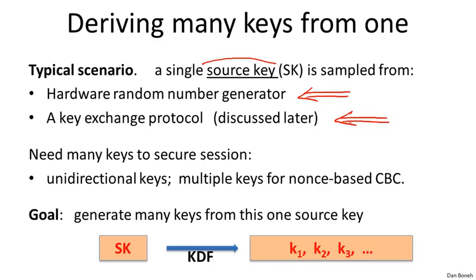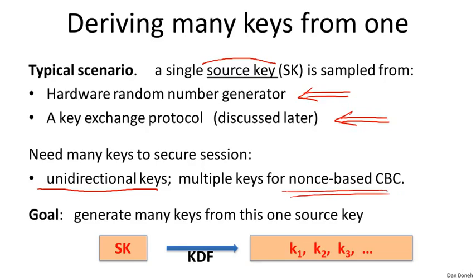But now, as we said, in many cases we actually need many keys to secure a session, not just one single source key. For example, if you remember in TLS, there were unidirectional keys. We needed keys in each direction. And in fact, in each direction, we needed multiple keys. We needed a MAC key, we needed an encryption key, we needed an IV, and so on. Similarly, in nonce-based encryption, you remember there were multiple keys being used, and so on.